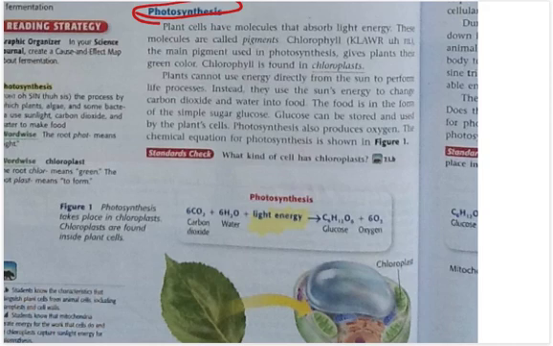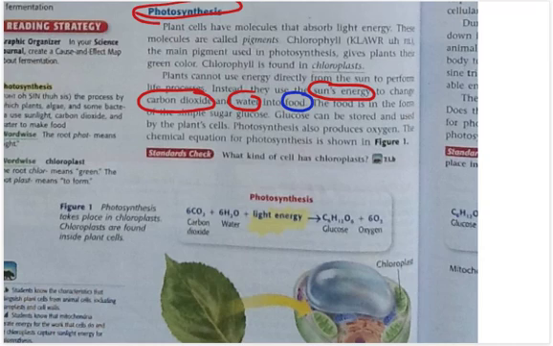Chlorophyll is found in chloroplasts. So now you know why I had you color the chloroplasts green, because of that chlorophyll pigment. Plants cannot use energy directly from the sun to perform life processes. Instead, they use the sun's energy to change carbon dioxide and water into food. Okay, so that's key. We have the sun's energy, carbon dioxide, and water, and they use all three of those to make food. The food is in the form of a simple sugar, glucose.